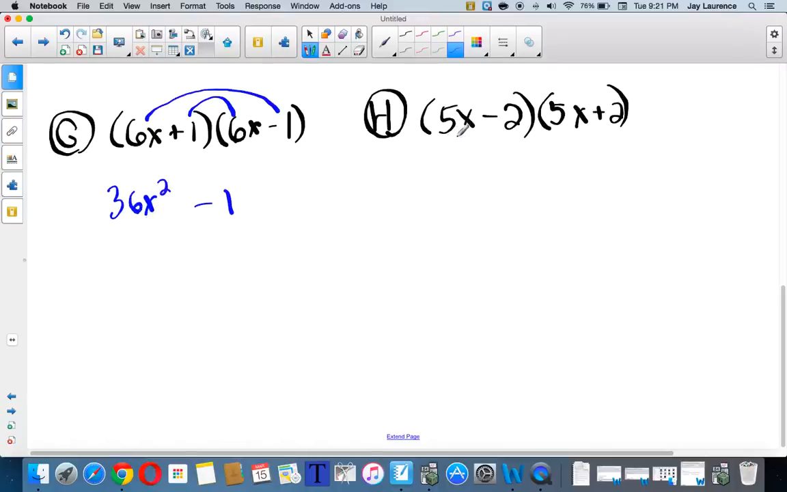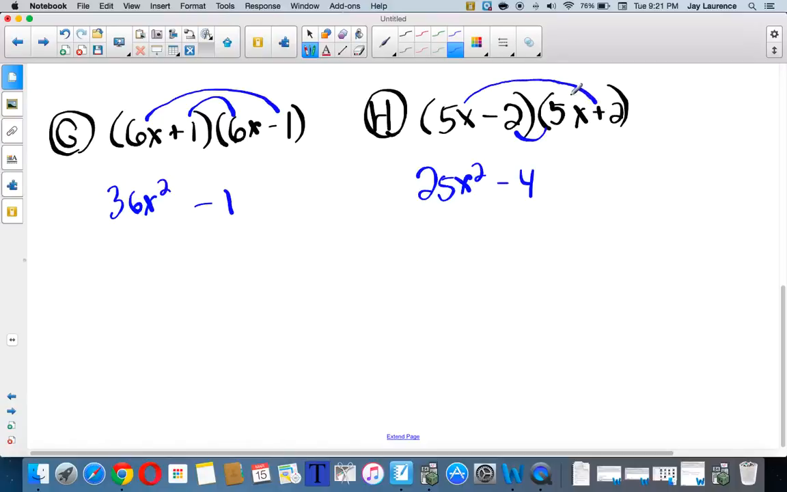All right, H is done very similarly. Again, if you haven't tried it, please pause it. All right, here we go. 25x squared minus 4. Why? Because negative 2 times 5x is negative 10x, and 5x times 2 is positive 10x. They cancel out.